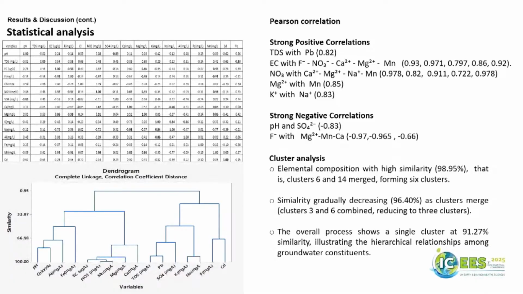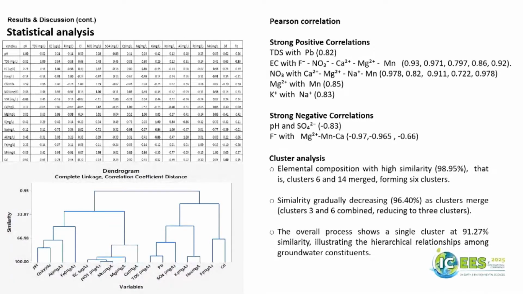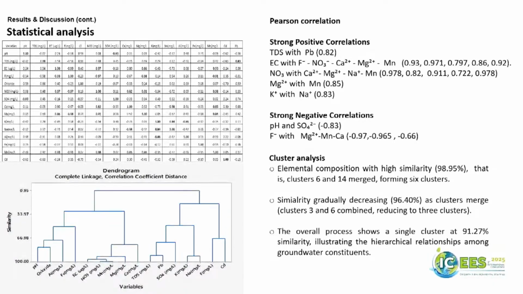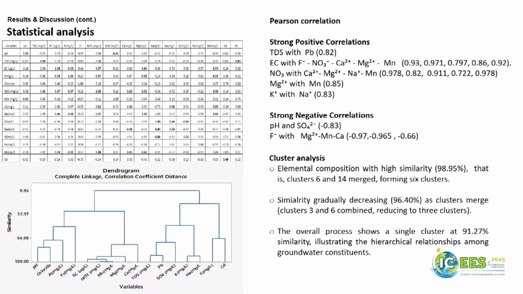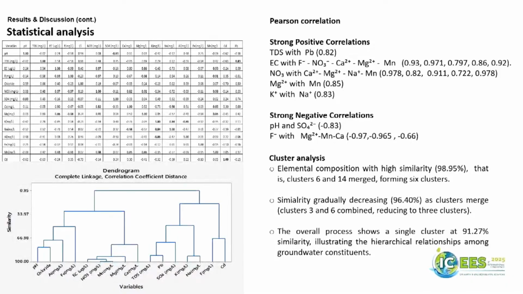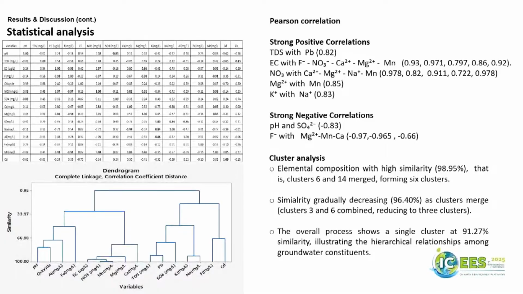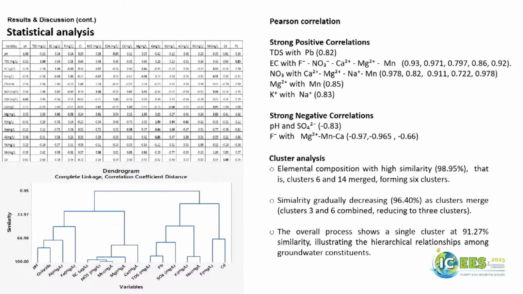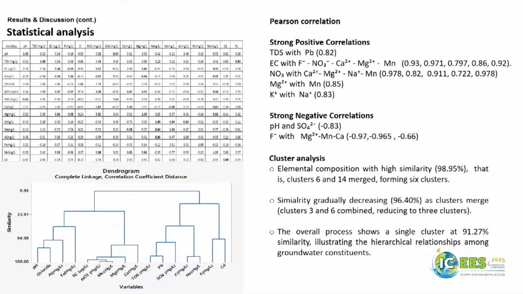Then our cluster analysis shows that there is a high similarity in the cluster diagram between cluster 4 and cluster 14. If you check on the graph, you can see the similarity, and after this the similarity decreased to 96%, where the clusters were trying to match. Then the overall cluster analysis shows that there was a single cluster which is located there at 91.2%, which shows that there's a relationship between the groundwater parameters.